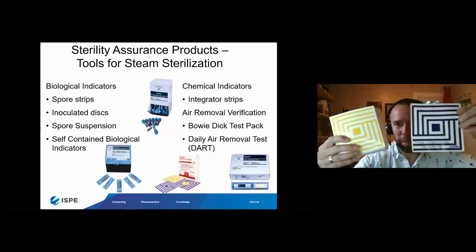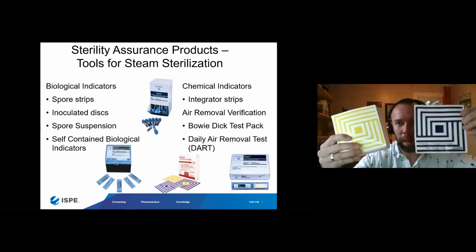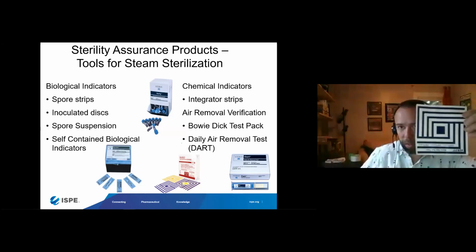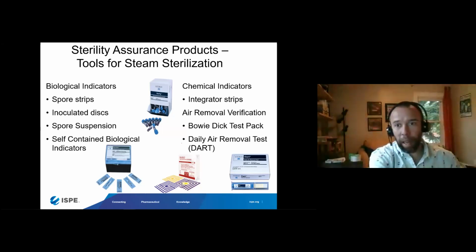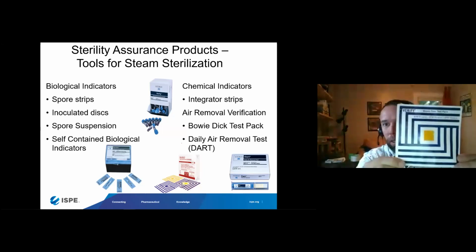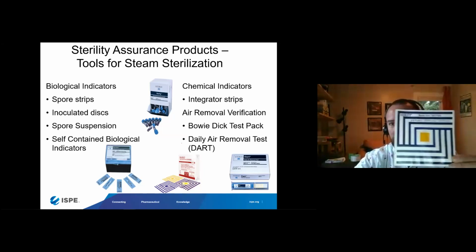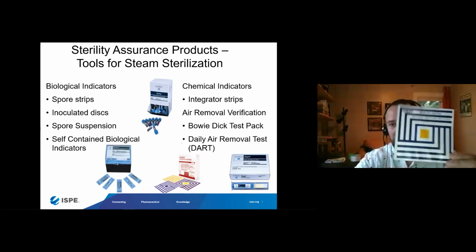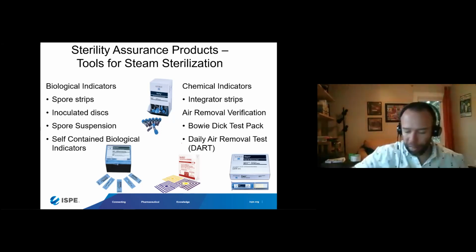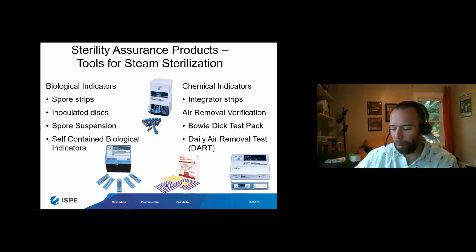So this is complete removal of the air and steam penetration would result here. If you did not have a successful air removal, you would have air blocking steam from contacting the chemical indicator and incomplete color change in this case. So this happens on a daily basis to confirm performance of that air removal.